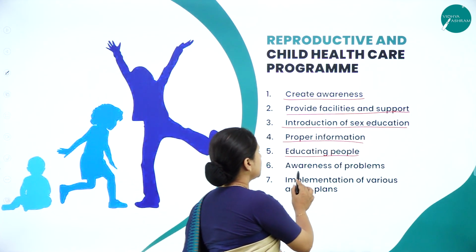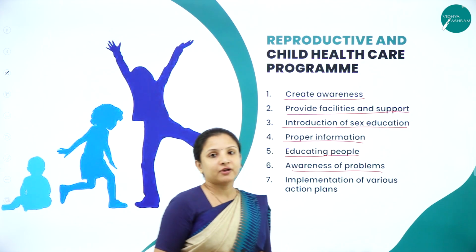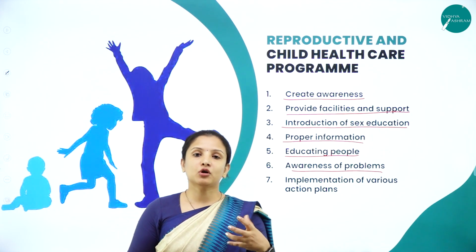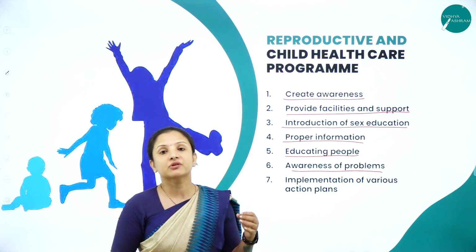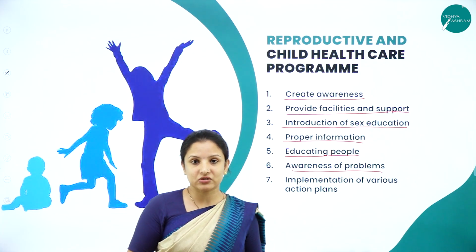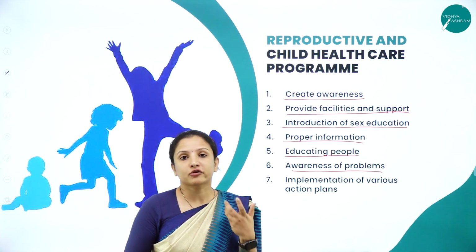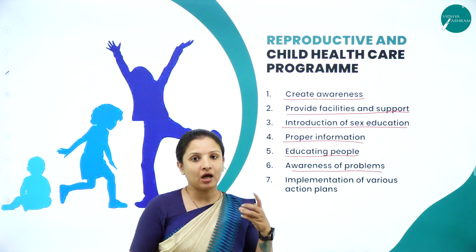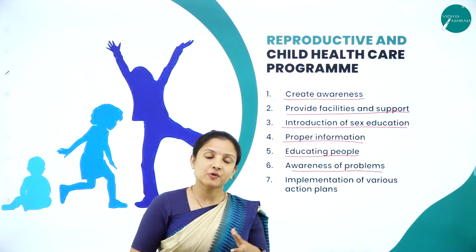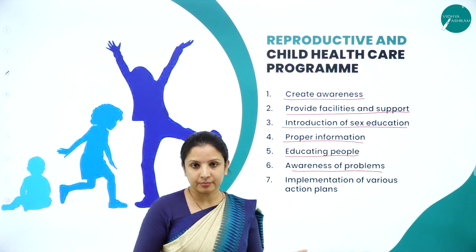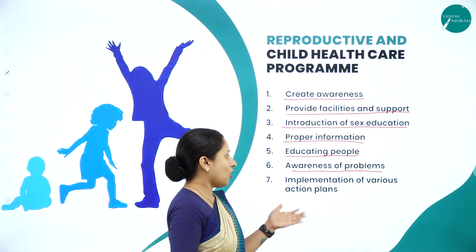And awareness of the problems, say for example, earlier people would not maintain proper hygiene related to the reproductive tract or the urinary tract. So all that can lead to a lot of problems. So they were educated how to maintain the hygiene, especially in women during the monthly menstrual cycle and all that.